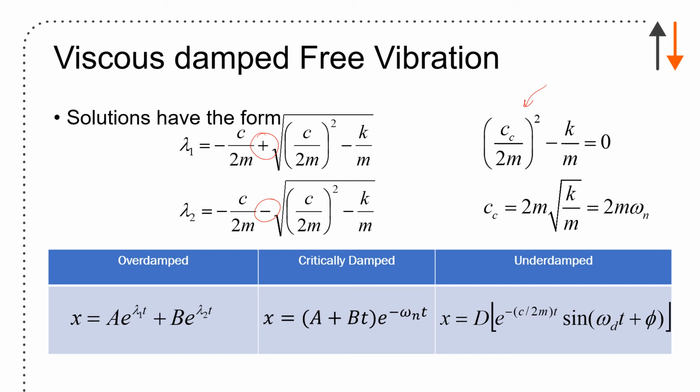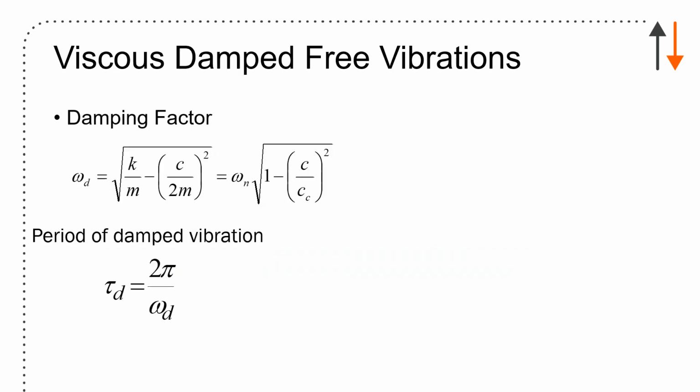In the underdamped case, you have x equal to some constant times a logarithmic decay, times sine of omega d t plus phi. So if you do that, you can put that damping factor in there, and you can relate it to omega n, the natural circular frequency, times the square root of 1 minus (c over c c) squared. And you can have a period of the damped vibration, 2 pi over omega d.